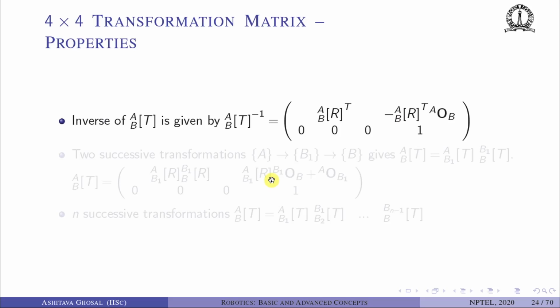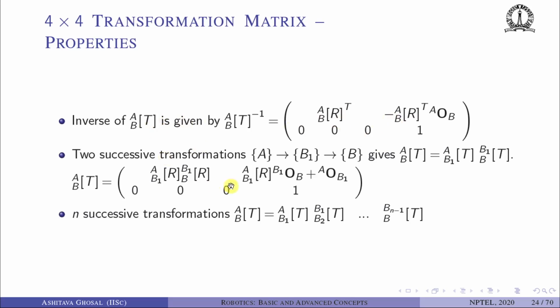Let's look at some of the properties of this 4 by 4 homogeneous transformation matrix. So first thing is the inverse of ABT, which is denoted by ABT inverse, can be obtained in closed form. I don't need to use brute force elimination for this 4 by 4 transformation matrix. The top rotation matrix in this ABT inverse is the transpose of the rotation matrix, and the last column is minus ABR transpose AOB. So this will be a homework problem. You can show that the inverse of the 4 by 4 homogeneous matrix can be easily obtained.